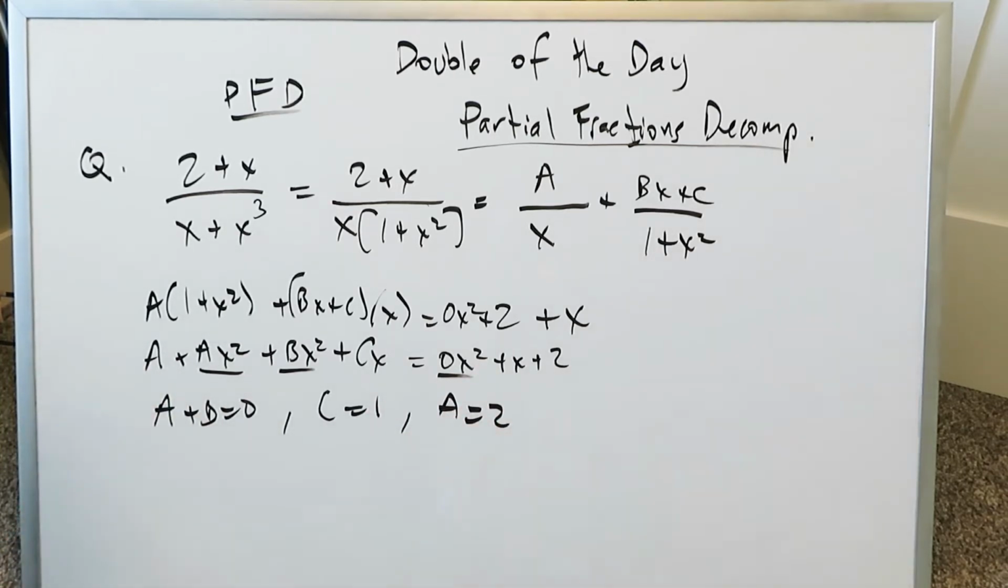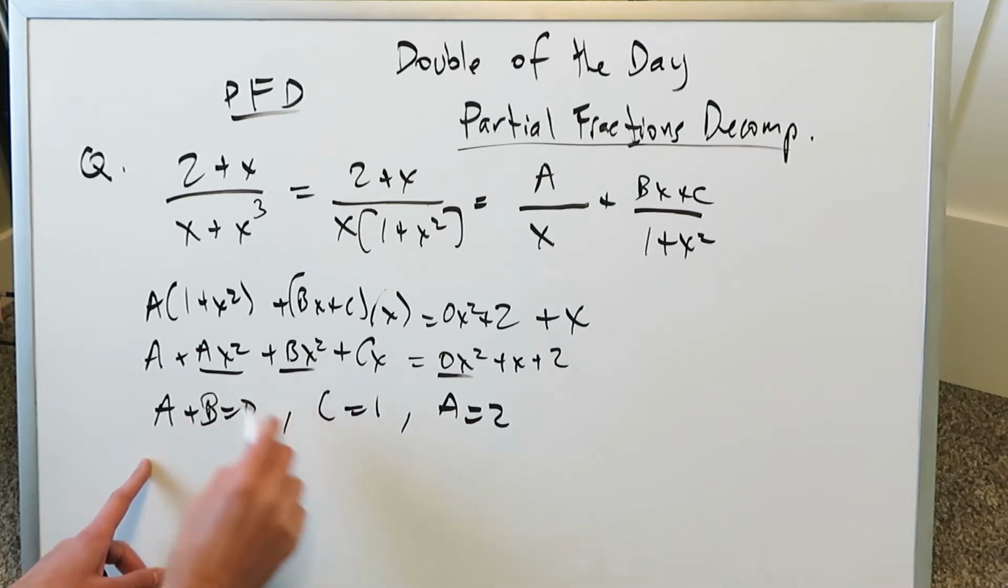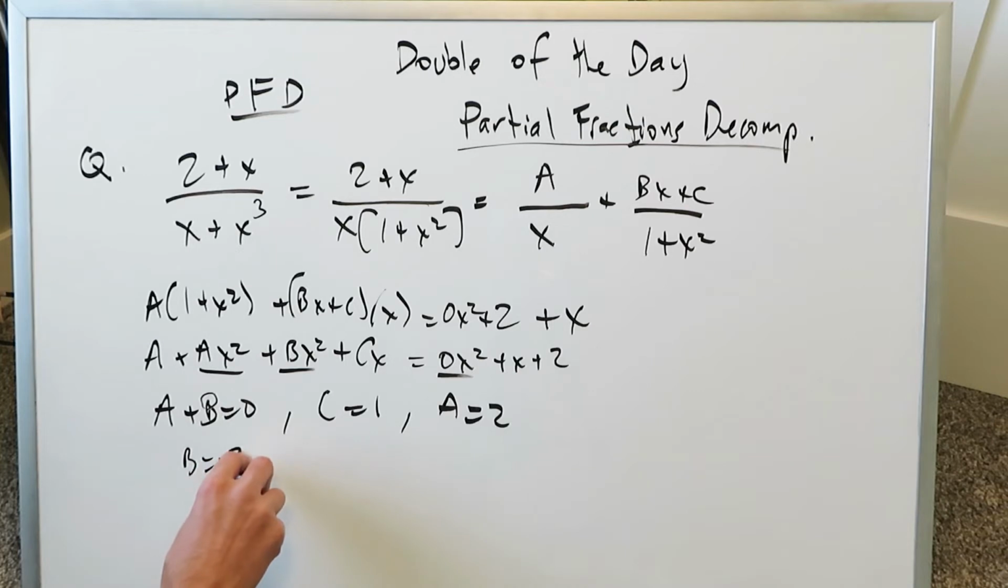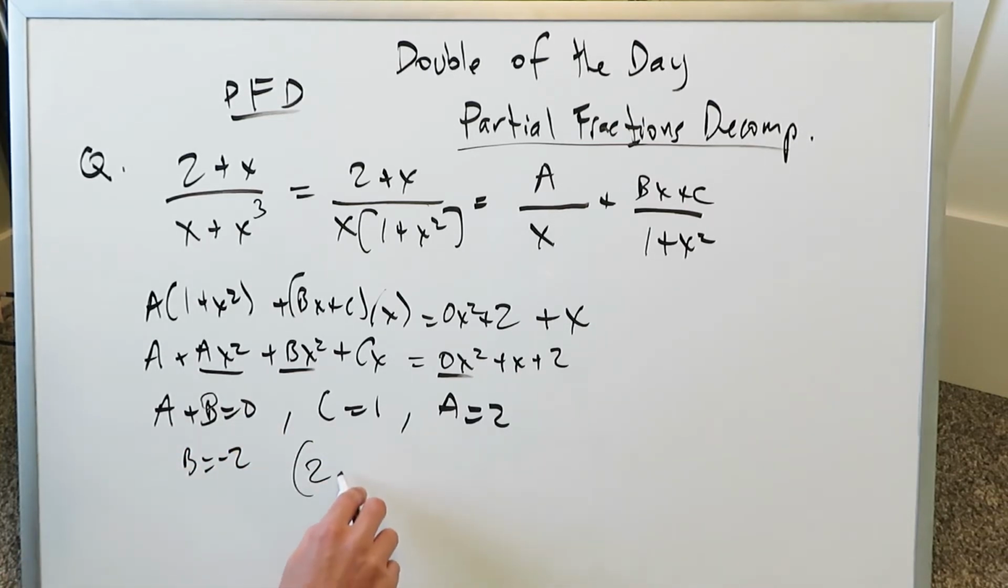You see how everything is so easy here. I already know what c is, I already know what a is. If a is equal to 2, b must be equal to minus 2, right? Because 2 minus 2 will give you that 0. So we have these values, 2, minus 2, 1. All you have to do is plug them right there in places of a, b, and c.